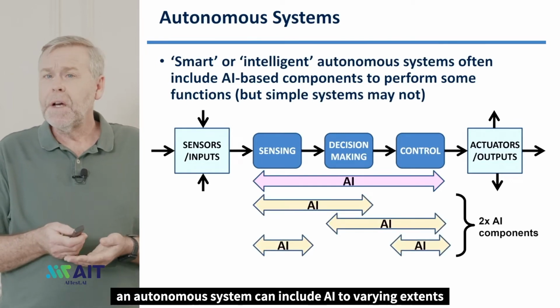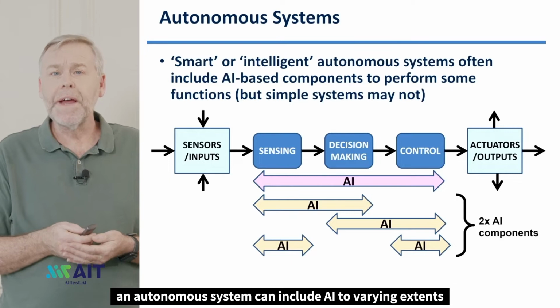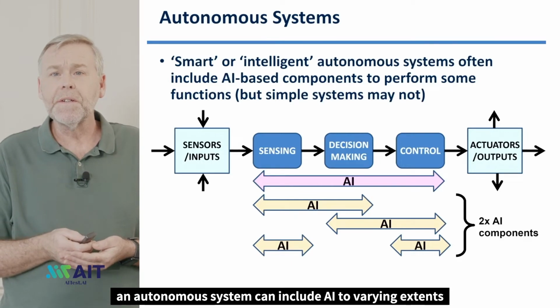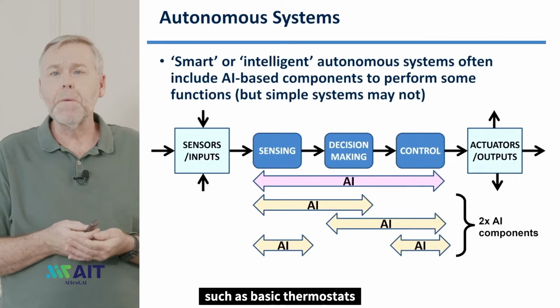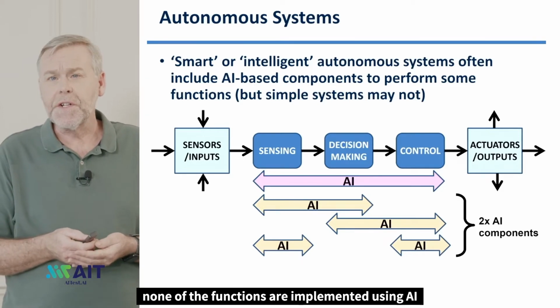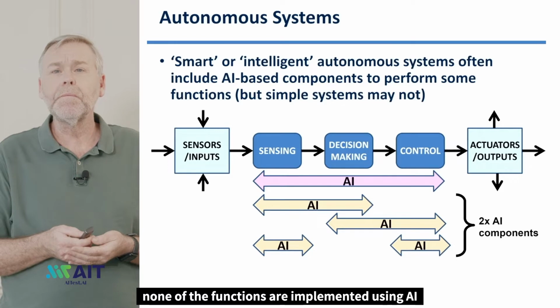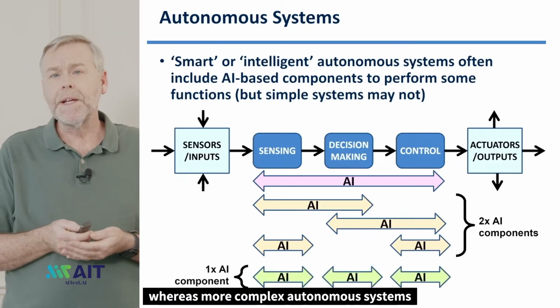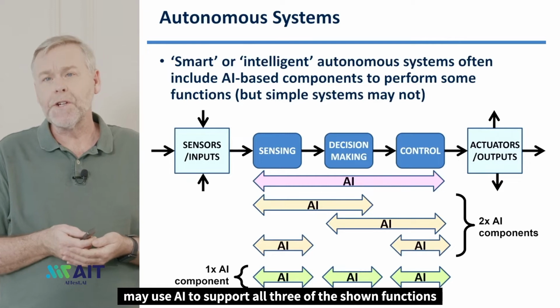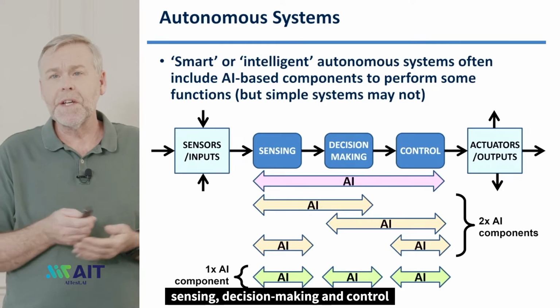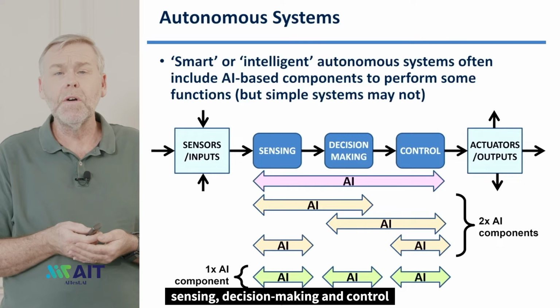As is shown, an autonomous system can include AI to varying extents. In some simple autonomous systems, such as basic thermostats, none of the functions are implemented using AI. Whereas more complex autonomous systems may use AI to support all three of the shown functions: sensing, decision-making, and control.